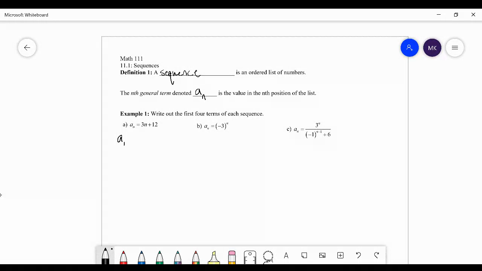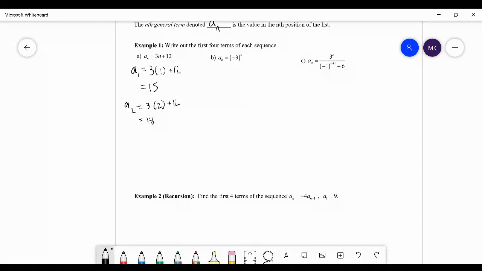So to figure out a sub 1, notice I've replaced the n with a 1. In the formula, I'm going to replace the n with a 1 again. And so a sub 2 is 3 times 2 plus 12. We just keep going. We can see very simply that this is a linear function. 3n plus 12 goes up by 3 every time. A sub 3 is going to be 21, and a sub 4 is going to be 24. Pretty nice, right?